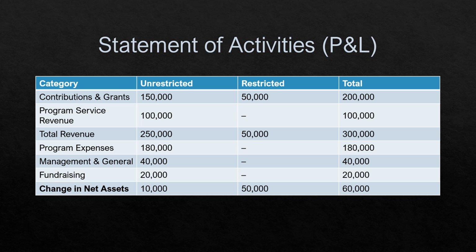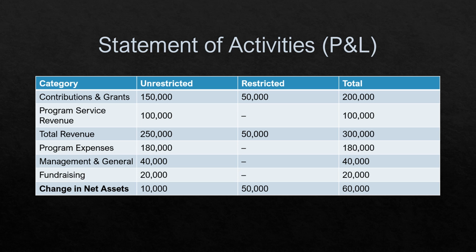Totals 200,000. Your program service revenue is 100,000, so your total revenue for unrestricted would be 250,000. Your restricted would be 50,000, and your total would be 300,000, as seen on the right, halfway down. So total revenue is all plus, right? It's all positive. It's all money coming in. It's all money that you have for certain services provided or projects.